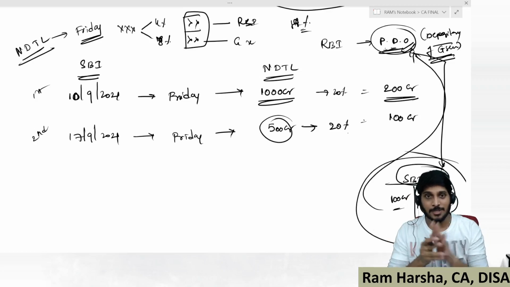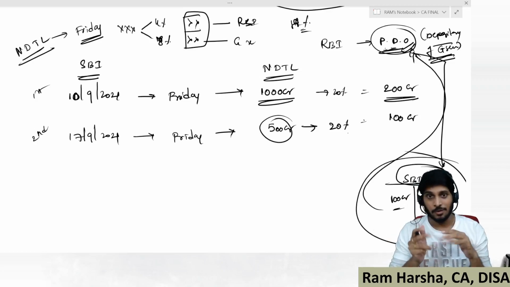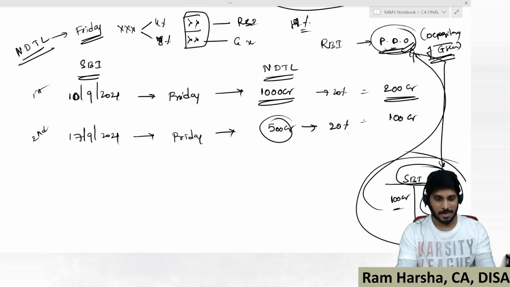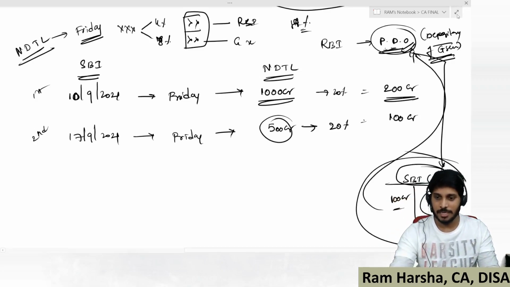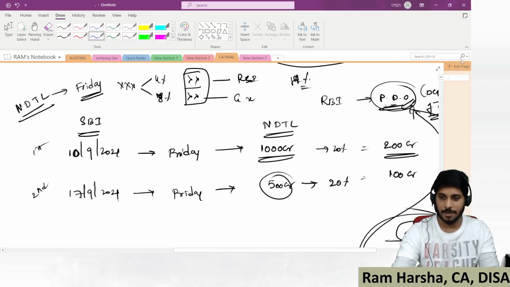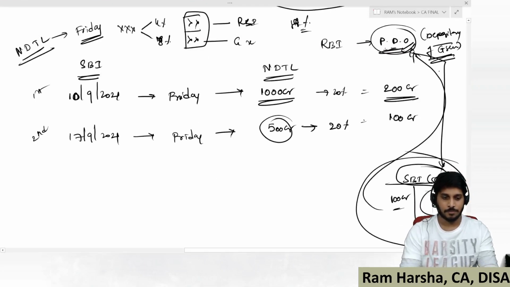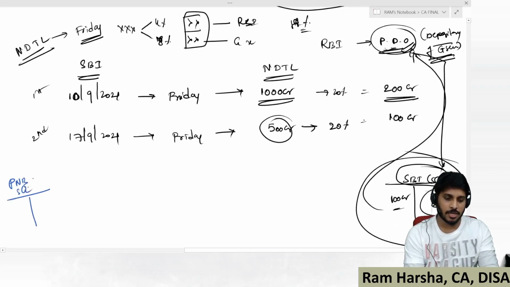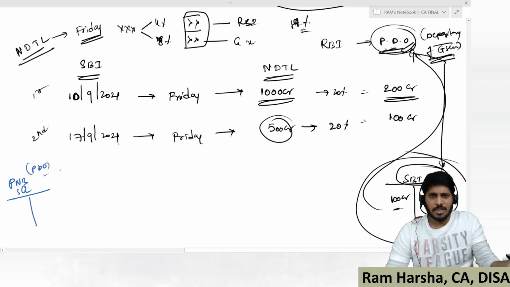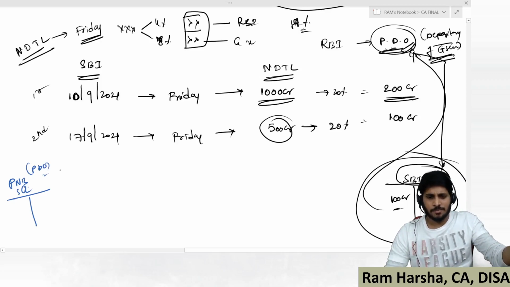So this is what happens with State Bank of India. Now look at Punjab National Bank. What happened with Punjab National Bank? I'll show you. Now Punjab National Bank will also have a subsidiary general ledger, SGL, with PDO. It is also a bank, right? Even Punjab National Bank has to maintain SLR, right?